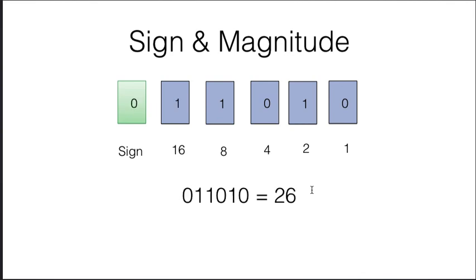So that's another system. Here, the sign here, 0 again. So it tells us it's a positive number. And in this case, 11010 is 16 plus 8 plus 2 is 26. So it's plus 26, positive 26. So here we're using one of the bits to tell us whether the number is negative or positive. And then the rest of it then is the same as we're used to. Here, 111010 is minus 26 or negative 26, because that first bit tells us whether it's positive or negative.